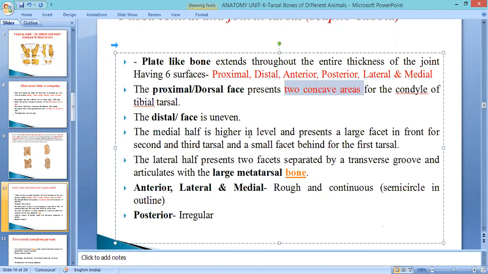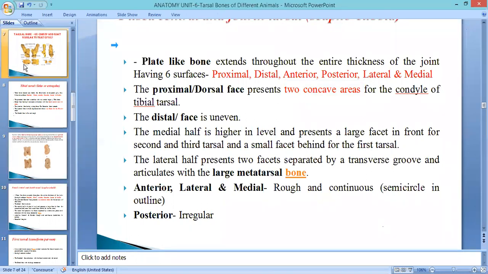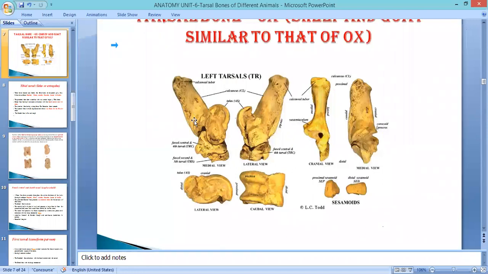The medial half is higher in level and presents a large facet in front for the second and third tarsal, and a small facet behind for the first tarsal. This is not important. The lateral half presents two facets separated from each other transversely for the large metatarsal. So this lateral part comes in contact with the proximal end of the large metatarsal, because below this bone the metatarsal is coming.